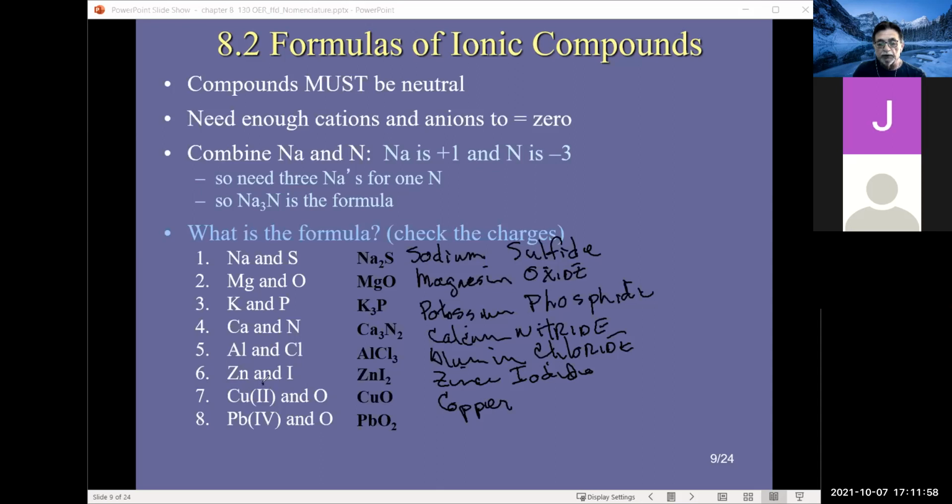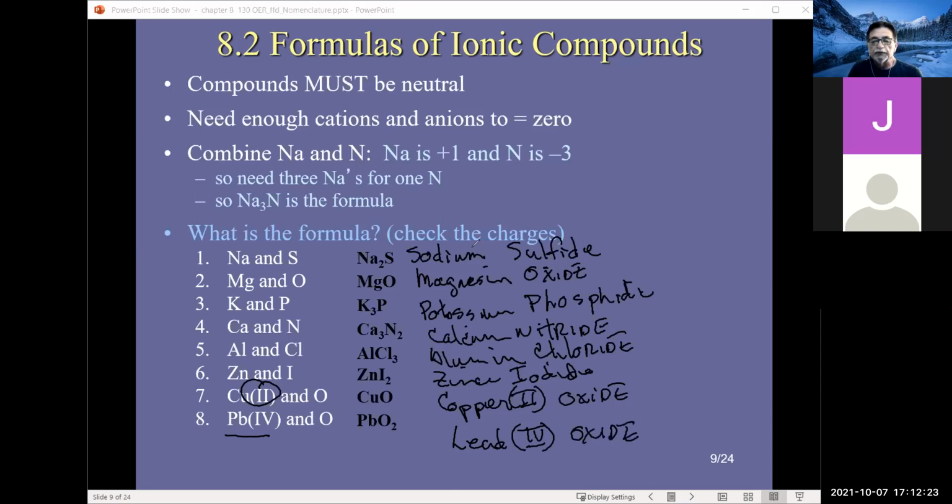And we have here now copper. We have to use a Roman numeral given. Copper, Roman numeral 2, and then O is oxide. Okay. Here we have lead, Pb is lead, L-E-A-D. We have to use the Roman numeral oxide.